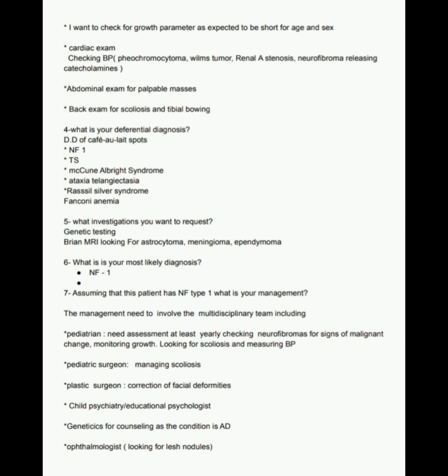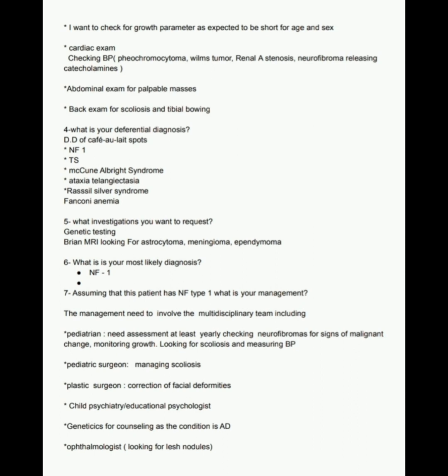What are the differential diagnoses? So remember, the differential diagnosis of café-au-lait spots includes neurofibromatosis type 1, tuberous sclerosis, McCune-Albright syndrome, ataxia telangiectasia, Russell-Silver syndrome and Fanconi anemia.